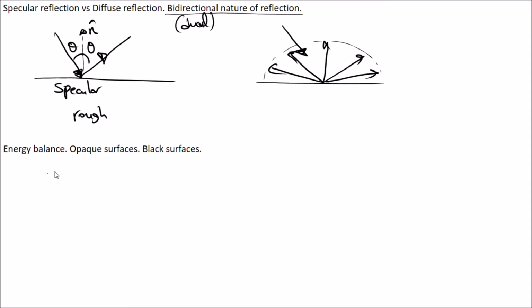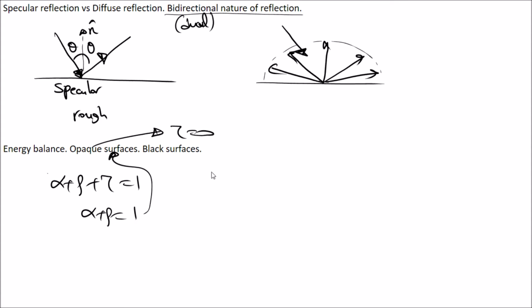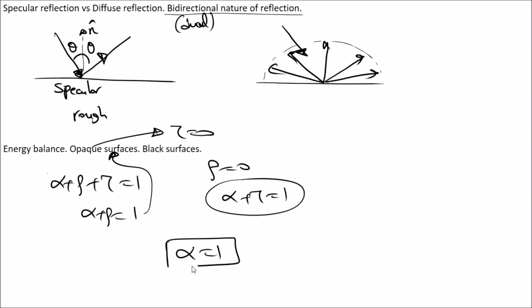In the energy balance, we have said that alpha plus rho plus tau is 1. If it is an opaque surface, then tau is 0, so alpha plus rho becomes 1. If it is a black surface, then rho is 0, so alpha plus tau is 1. If it is black and opaque at the same time, you will have alpha equal to 1.